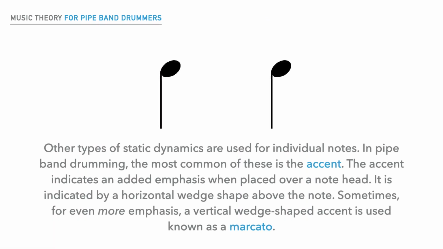Other types of static dynamics are used for individual notes. In pipe band drumming, the most common of these is the accent. The accent indicates an added emphasis when placed over a note head. It is indicated by a horizontal wedge shape above the note. Sometimes, for even more emphasis, a vertical wedge-shaped accent is used, known as a marcato.